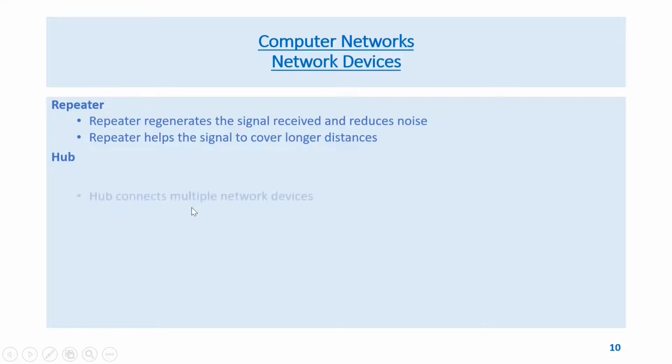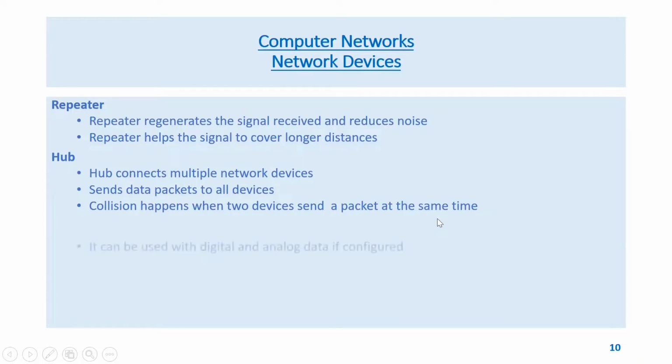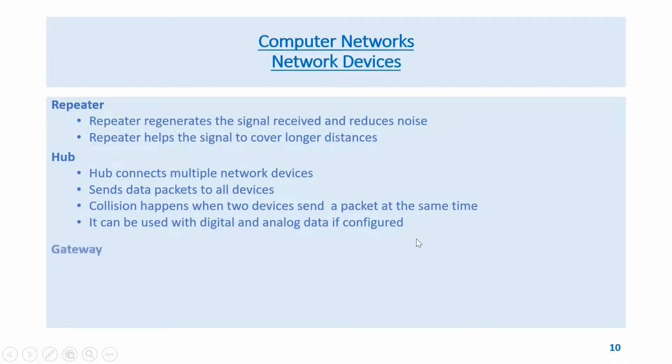Hub. Hub connects multiple network devices. Sends data packets to all devices. Collision happens when two devices send a packet at the same time. It can be used with digital and analog data if configured.